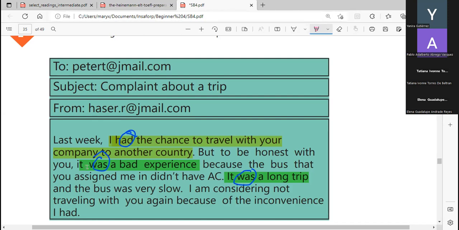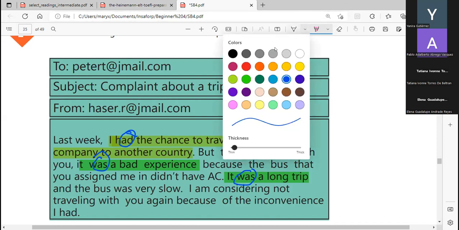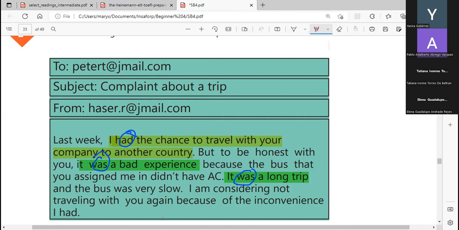Look at the examples. Emerson said, I had, is in past. It was, is in past. I am is present, so it's not okay. So what could be another example? Look at the other sentences. We have a lot of sentences here. But to be honest with you, because the bus you assigned me, it didn't have AC. The bus was very slow. So what are the other examples?